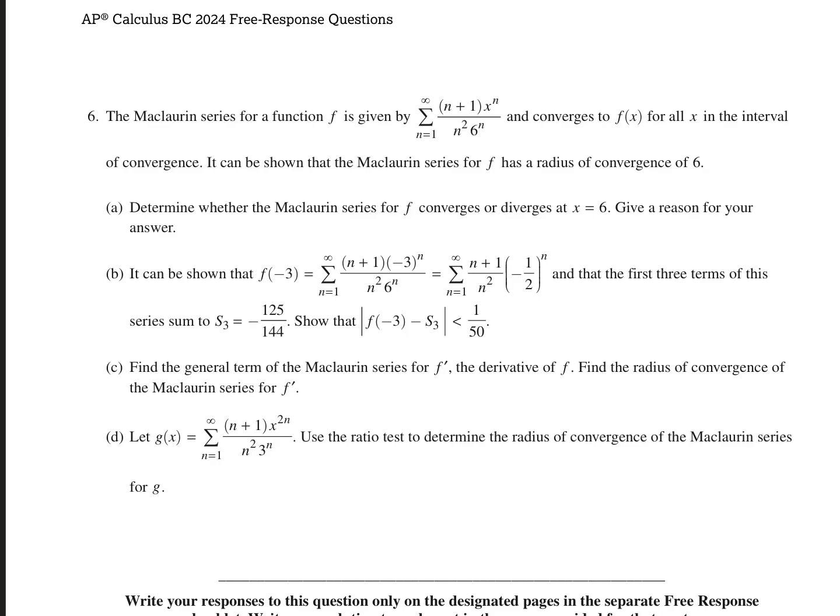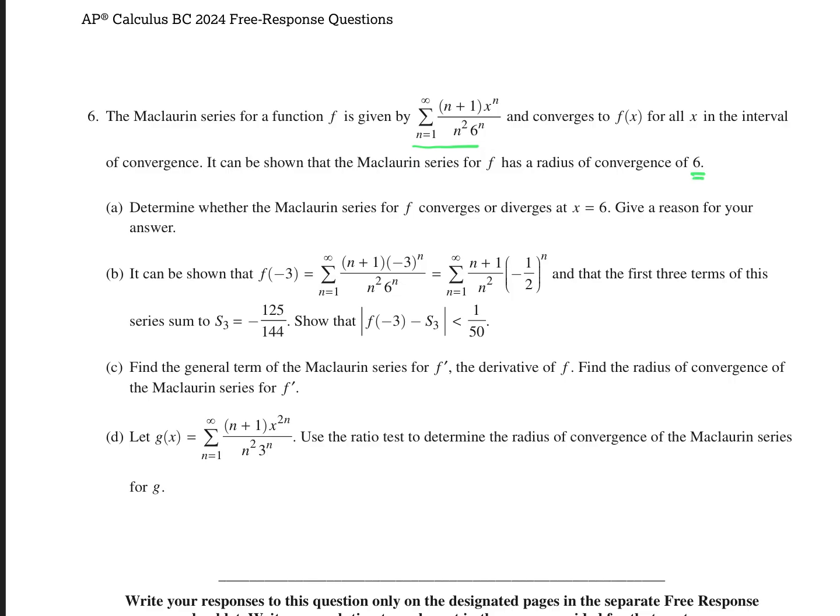This is from the 2024 exam. This is a Taylor polynomial from that year. So they give us a Maclaurin series right here, and it converges for all f of x within the interval of convergence. It is known that the Maclaurin series for f has a radius of convergence 6.